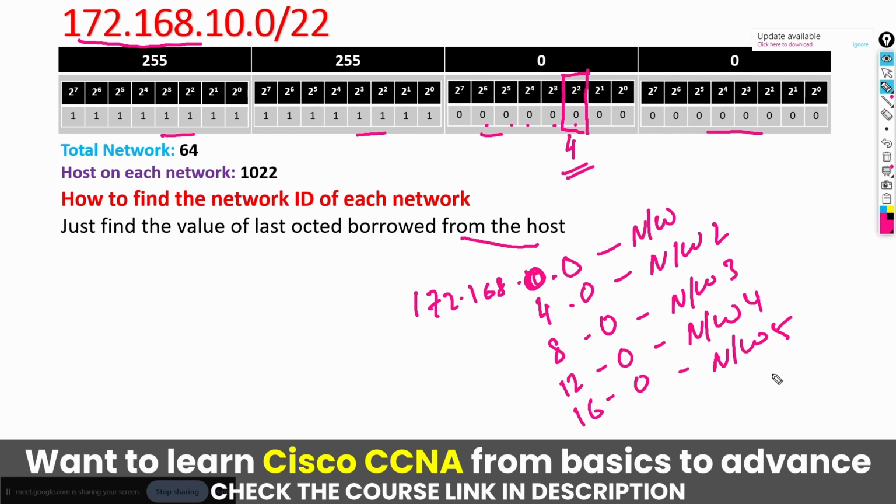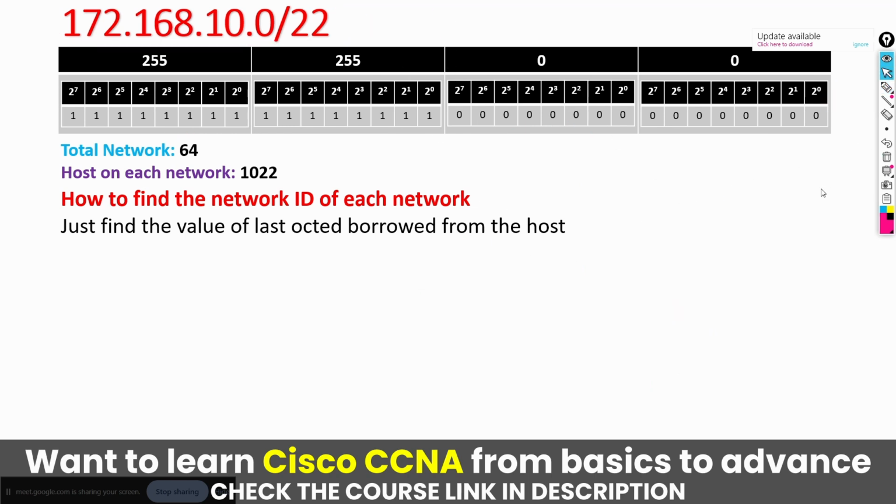Now you will get a tricky question also. They will simply give you an IP address with the subnet mask, this one. They will tell you this particular IP address belongs to which network. Tell me. Network 3. Good. Why? Because it starts from 8.0, so 8, 9, 10, 11 belongs to network 3. So this 10 comes between 8 and 11, right? So it is a network 3 address. Okay. Let me show you the table.